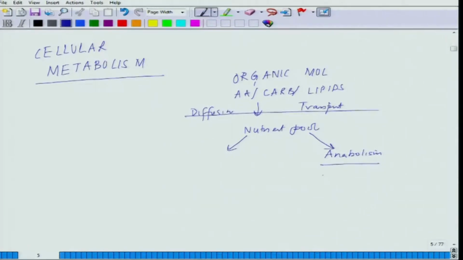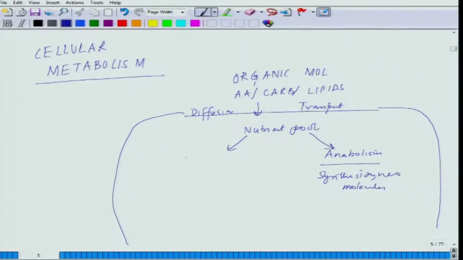One is anabolism, where, if this is the part of the cell, you are synthesizing new molecules. Or they are involved in catabolism. So, what is essentially happening in catabolism? They are involved in different kinds of breakage processes, which generate heat. And similarly, during these catabolizing processes, ATP is produced.